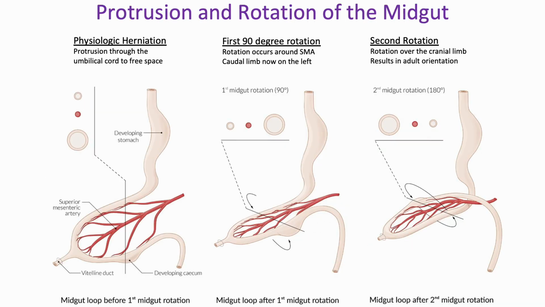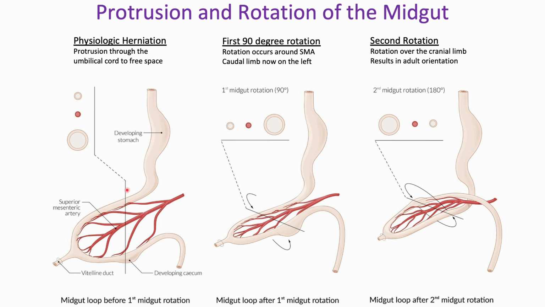Okay, so this is probably the most complicated component of the midgut development, and this is going to be protrusion and rotation of the midgut. So the first thing that is going to happen is we're going to have what we call physiologic herniation of the midgut through the region of the umbilical cord. And this is going to be because we have growth of the abdominal components, so we need some additional space. So it's going to protrude through the region of the umbilical cord.